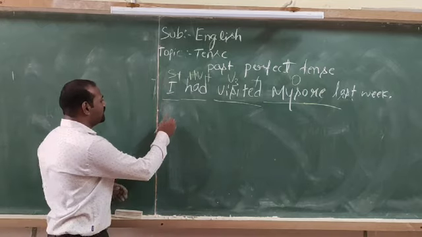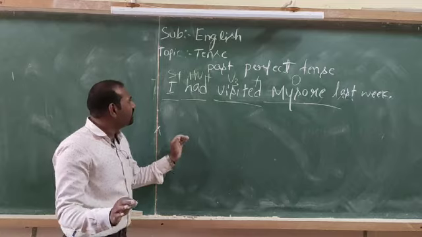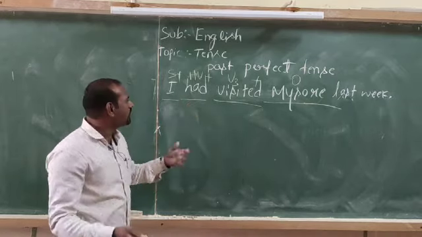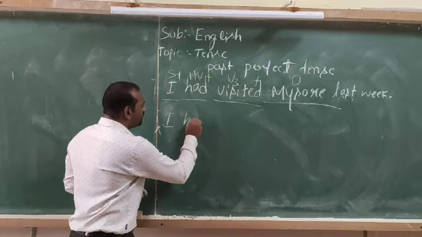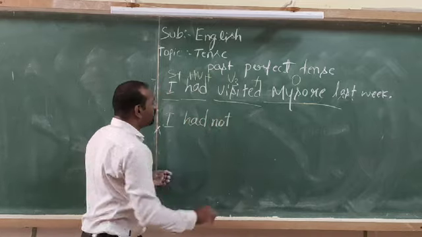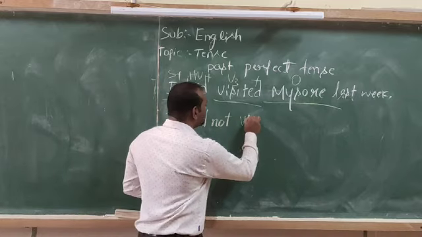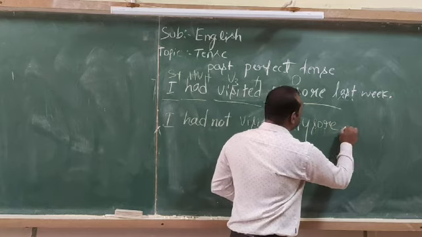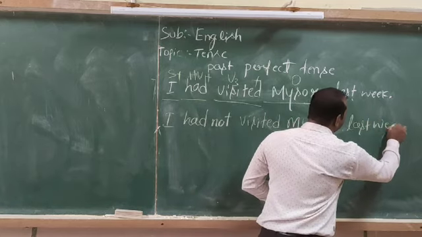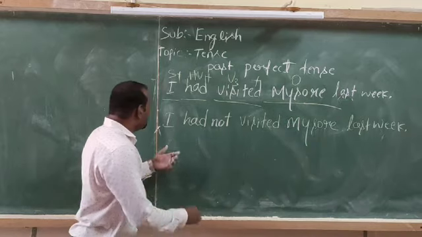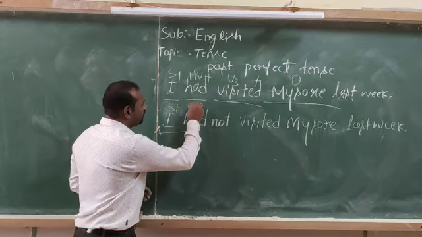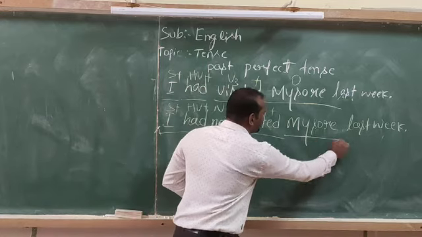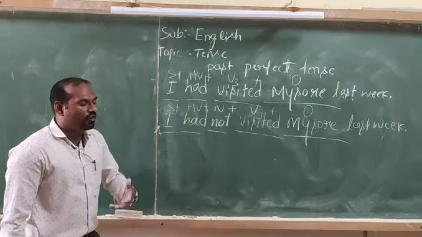Let's look into the negative sentence. It is very easy to write a negative sentence. By adding not to the helping verb, we write the negative sentence. I had not, or also called hadn't, visited Mysore last week. Here I stands for subject, had stands for helping verb, not for negativity, visited stands for verb 3, and the rest of the sentence stands for object.